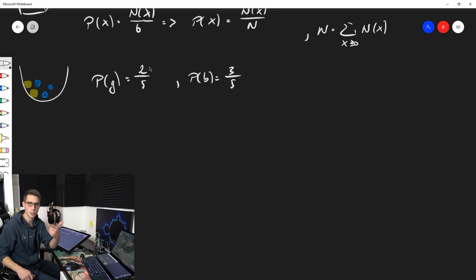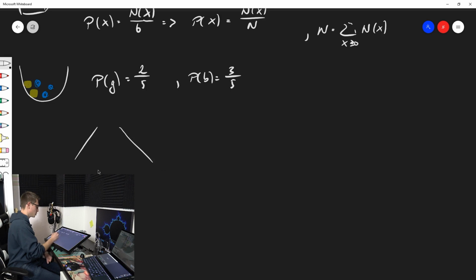I mean, we can have 2 scenarios. You can, if you put your hand in there, draw a green ball, or you can draw a blue ball. Meaning it has 2 branches overall at first. One for the blue balls, and then the other one for the green ones. Okay, now what is the probability to draw either of these?